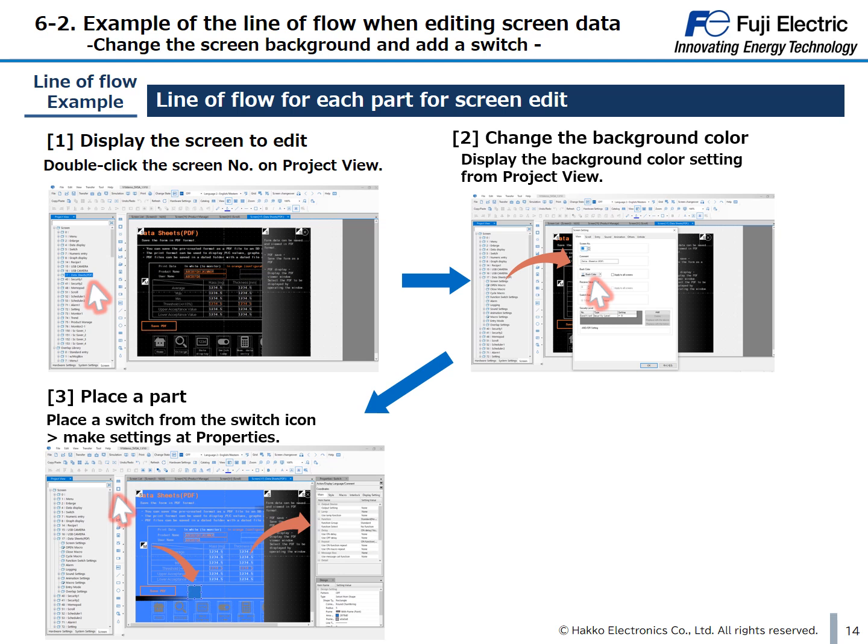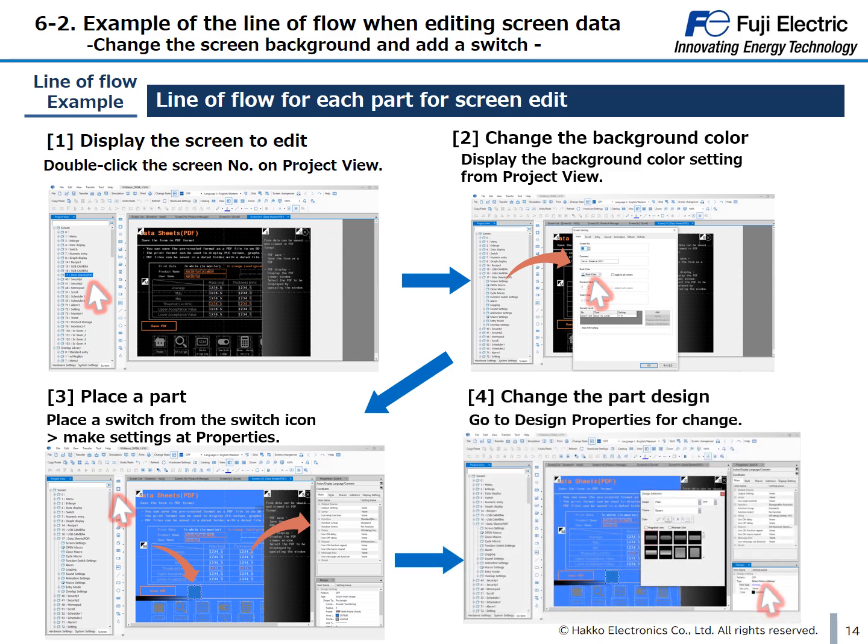Next, select a switch from the part icons and place it on the screen. After placing the switch, select it to display its properties and set its function. You can then change the design using the design properties at the bottom. Smart Editor has been developed with consideration for the editing efficiency, so that there is no waste in these series of actions.